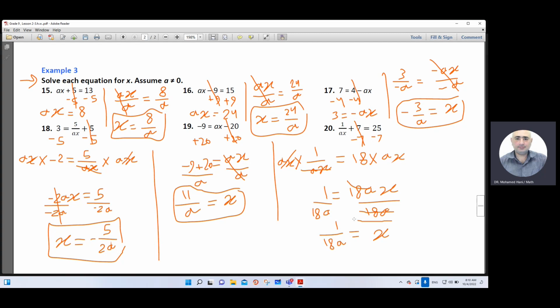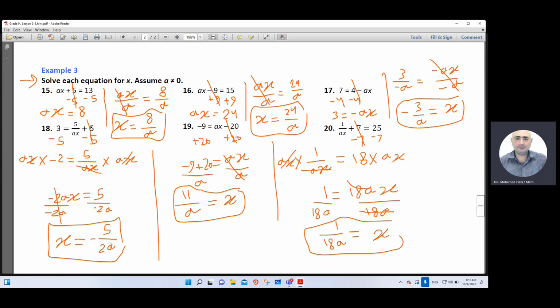Yes, Sultan? So why did you divide by 18A? Because as you see, the coefficient here will be 18A. We want to keep the variable alone. We want to keep X alone. So we want to remove 18A. What is the operation between 18A and X? Multiply. So take the divide, the opposite. So 18A divided by 18A, and here 1 divided by 18A. Okay.